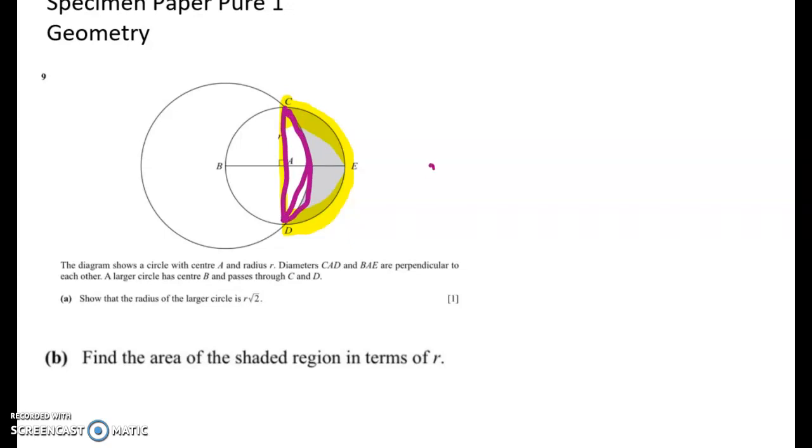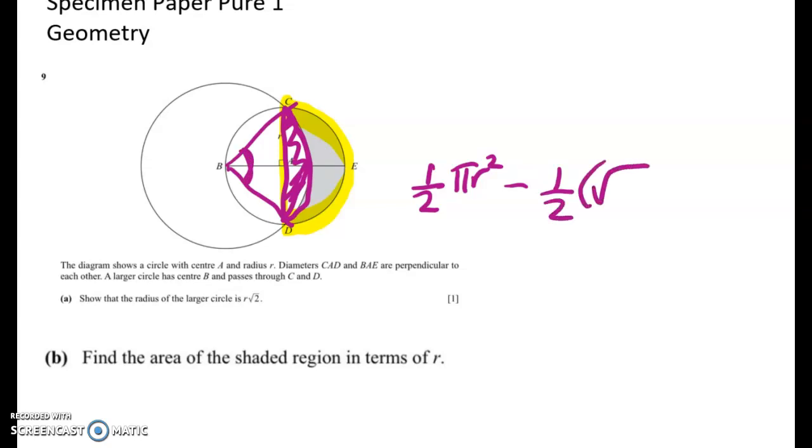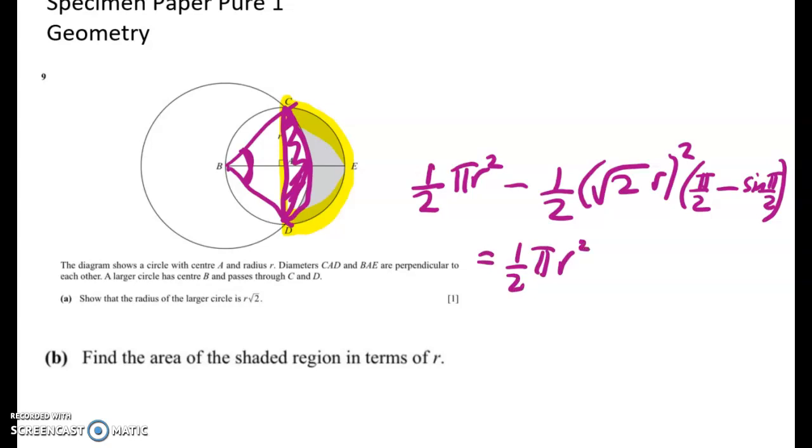So if I do it that way, I get a half pi r squared minus the area of this segment, right? And again, we have to find that angle there, but we know that that's pi on 2. So it's minus a half the radius of the big circle times pi on 2 minus sine pi on 2, which gives me a half pi r squared minus r squared times pi on 2 minus 1, which gets me pretty quickly to r squared. So there you go, 2 ways to do the same question.